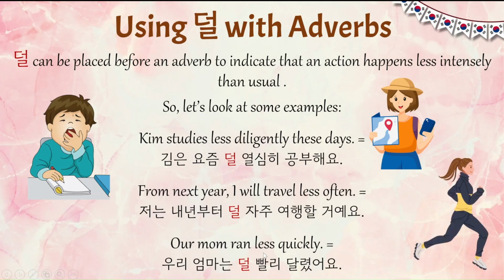Our mom ran less quickly. 우리 엄마는 덜 빨리 달렸어요. Our is 우리, mom, 엄마. To run, 달리다, past tense, 달렸어요. Ran quickly, 빨리 달렸어요. Ran less quickly, 덜 빨리 달렸어요. Alright? So this is how you use 덜 with other adverbs.